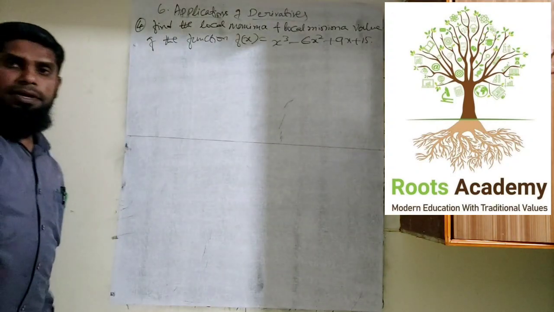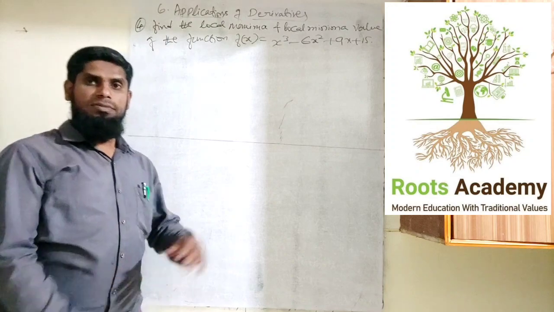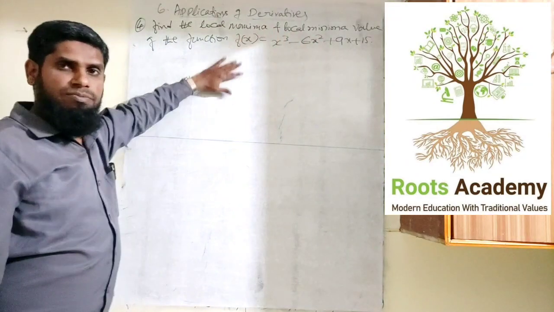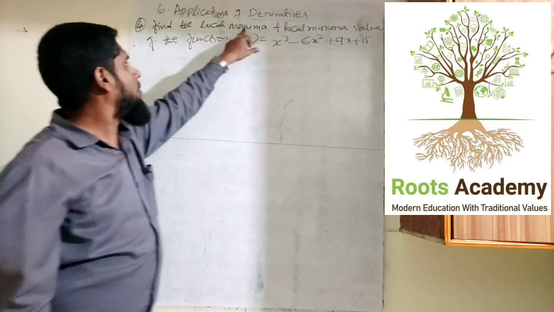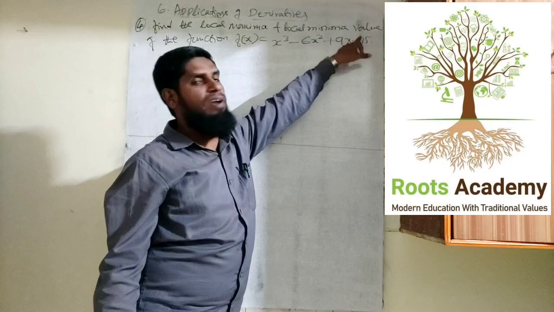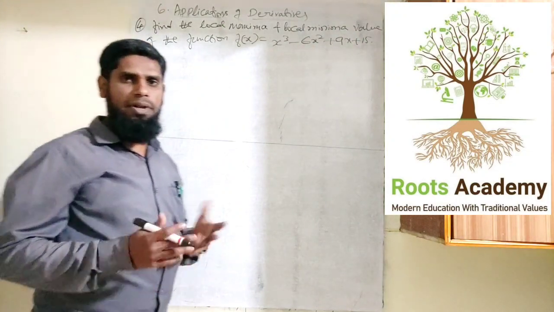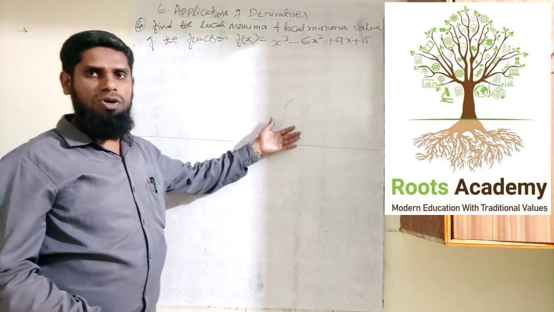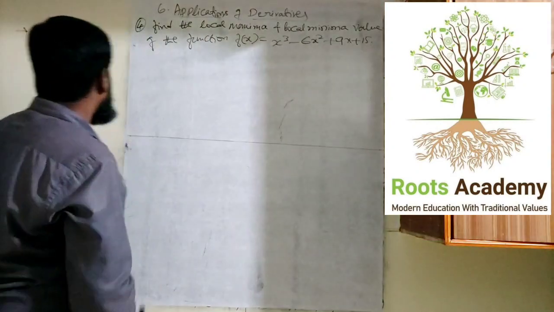Understand? Here also same thing, a similar problem, but this time it is a cubic equation, but the procedure remains the same because he is asking to find the local maxima and local minimum value of the function. And we know that if you are finding local maxima and local minimum, definitely we should find where it is local maxima and where it is local minimum. Then we can find its values.